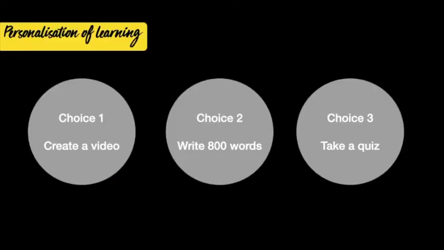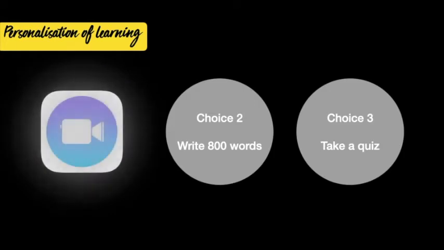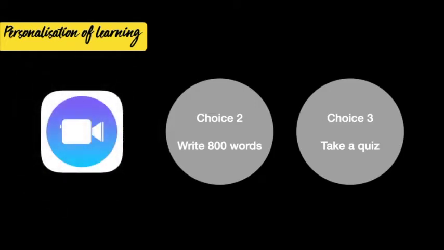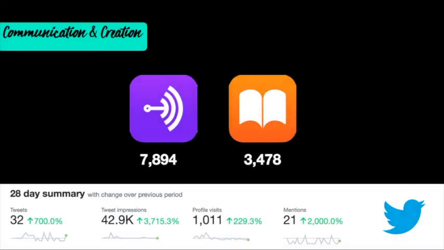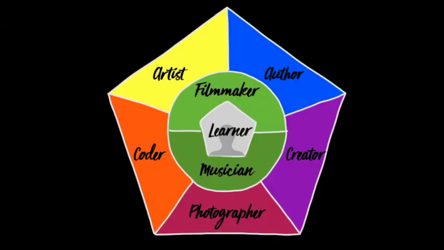We can personalize our students' learning by giving them choices. There is always more than one way to complete an assignment. And finally, communication and creation by allowing them to find their skills and use them to create their own learning paths. Let's focus on those labels and how they can be changed with technology.